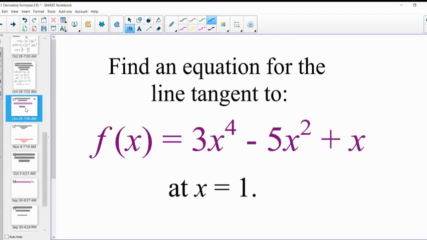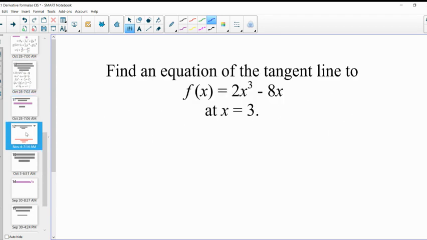Moving right along, a couple other types of problems that you're going to see. Find an equation for a line that is tangent to this curve at x equals 1. I'm actually going to skip this one. Let's take a look. I want to do a tangent line, but I also want to do something else that may be a new term for you. So this is the same as the problem that I just put up. You'll have plenty of time to practice these in your homework. Find an equation for a tangent line to this function at x equals 3. Well, here we go. I need the derivative.